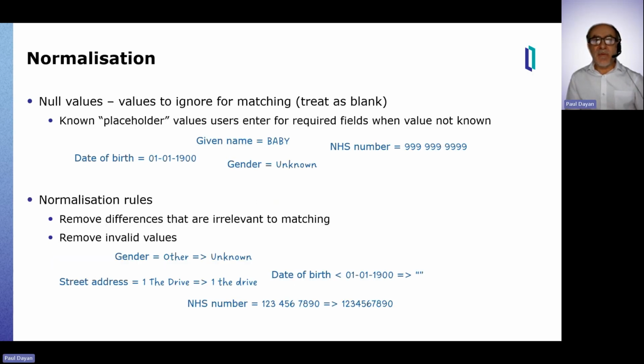I mentioned that before comparing demographics, Patient Index first normalizes the demographics. First, it converts configured common placeholder values to blanks, so they are ignored for matching, such as the first name of baby. Then it applies configurable rules to ignore differences that shouldn't affect matching, such as spaces in NHS numbers, and to ignore invalid values.